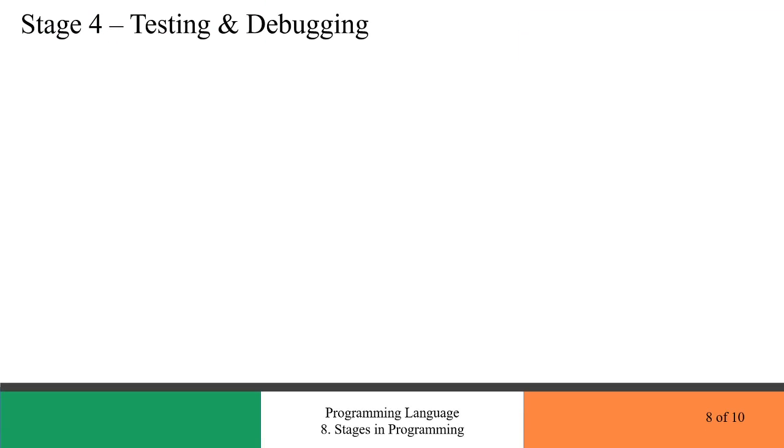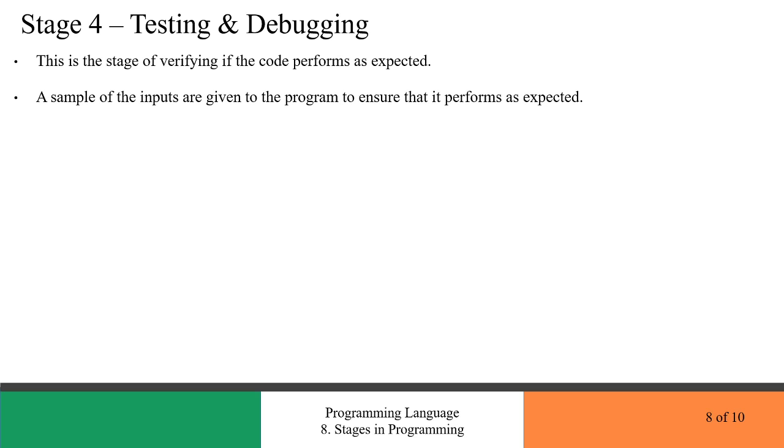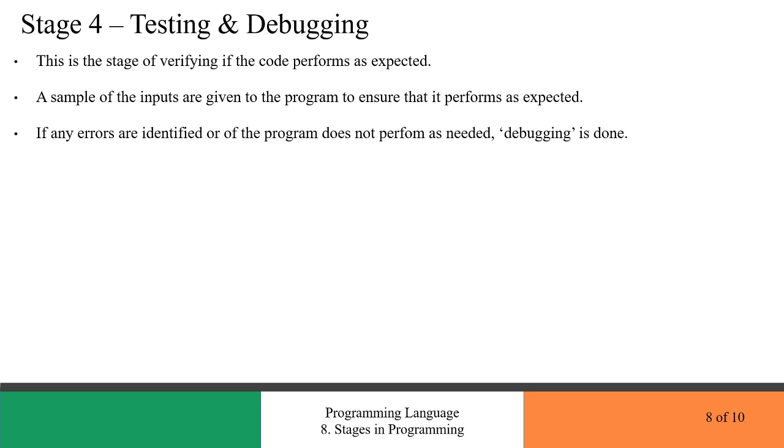The next stage in the process involves testing and debugging. This is the stage of verifying if the code performs as expected. A sample of the inputs is given to the program to ensure that the expected output is obtained. If any errors are identified or if the program does not behave as expected, debugging is done.